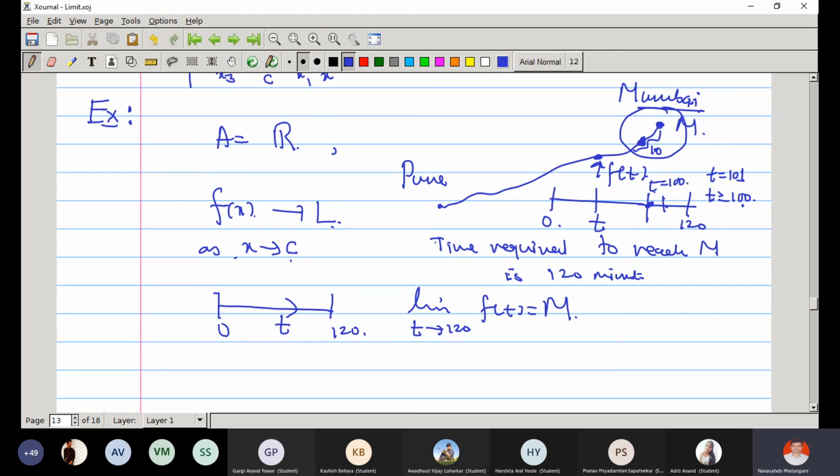Therefore the other person is not satisfied with this. He will give you a smaller neighborhood, 5 kilometers. Then you will tell him the time t is equal to 115, and for every t greater than or equal to 115 you are within that range. But that is also not sufficient because you may stop after that. Then he will give you a very small neighborhood. When will the person believe?